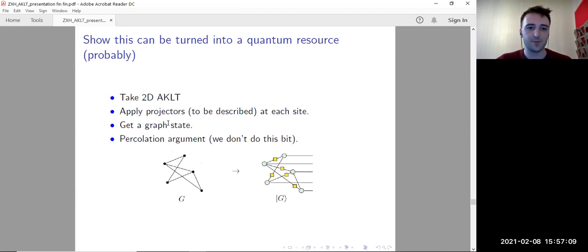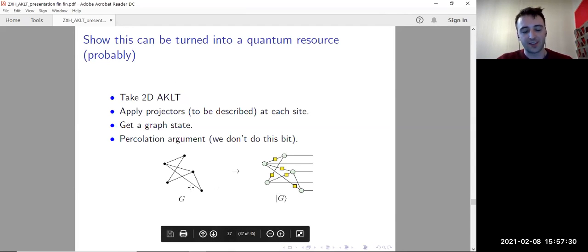Firstly, we're going to do this by showing entirely diagrammatically that what we've described, this 2D lattice, after having certain projections applied to it, will give us a graph state. And we can do that diagrammatically. Firstly, let's remind ourselves what a graph state looks like in ZX or ZXH.